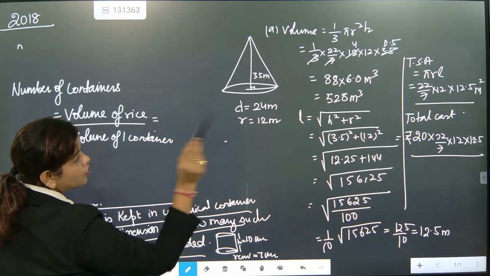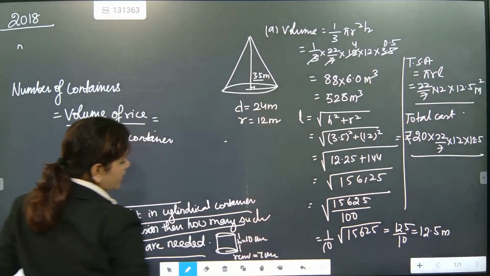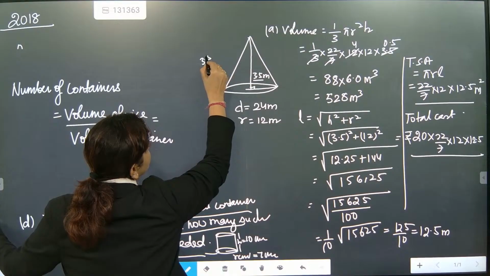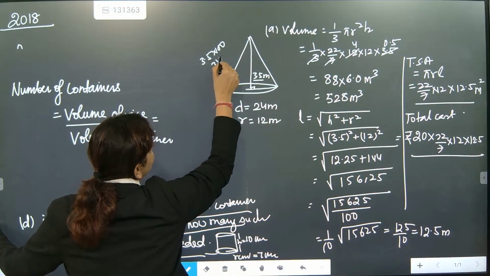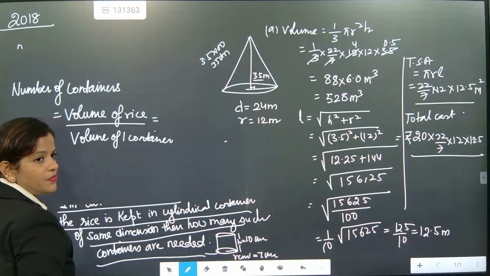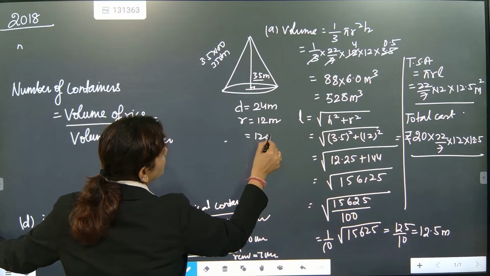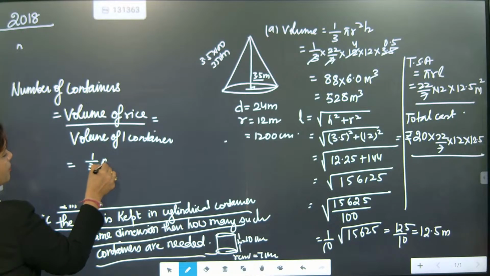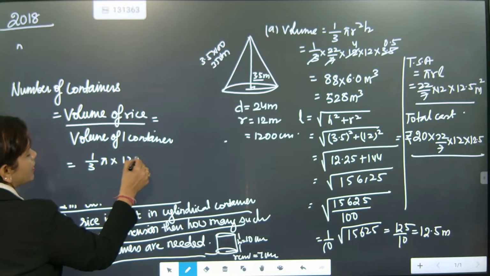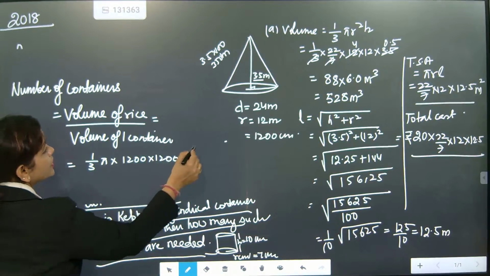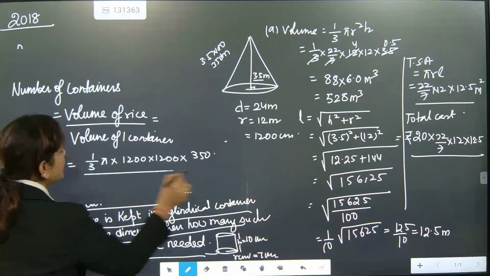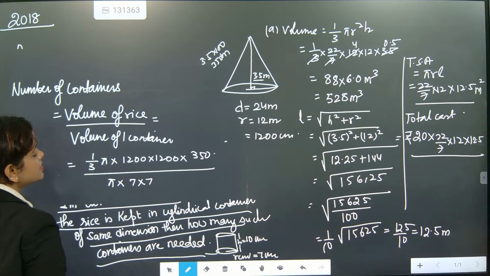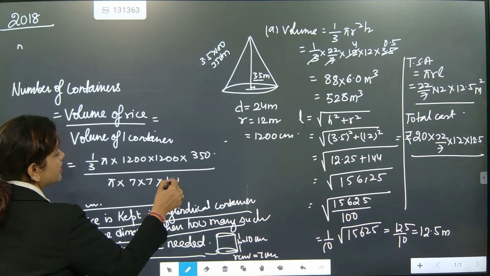Here you remember one thing. The heap is given in meters, but the container height is given in centimeters. So we will convert meters into centimeters. 3.5 into 100, that means 350 centimeters. Here the radius will become 1200 centimeters. So now what is the volume of rice? 1 by 3 pi r square, so 1200 into 1200 into height 350. Divided by the cylindrical part, pi r square, with radius 7 into 7 and height 10.